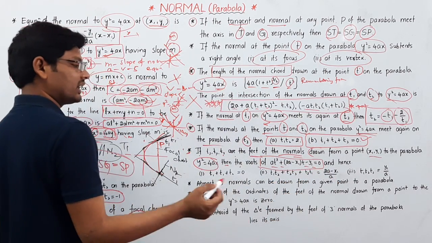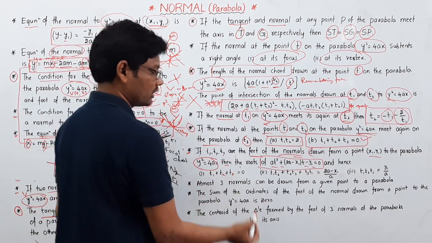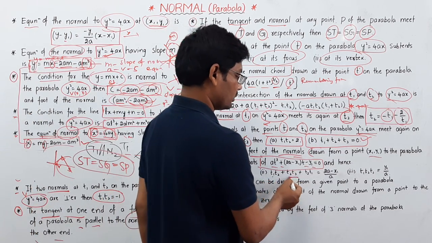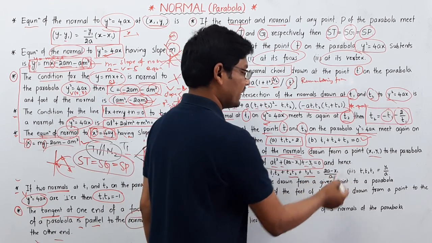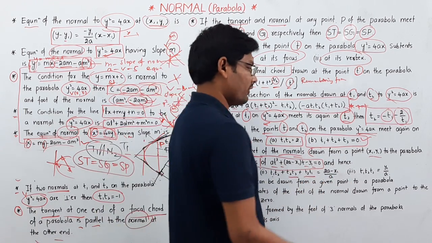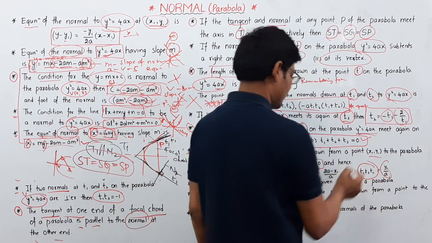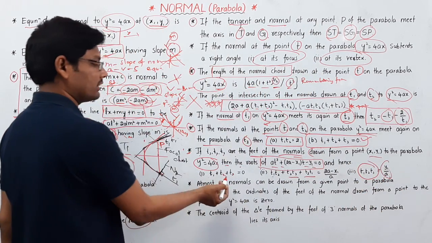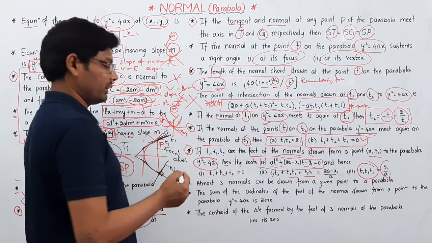Hence these are three conditions: t1 plus t2 plus t3 is equal to 0, and t1 t2 plus t2 t3 plus t3 t1 is equal to (2a minus x1) by a. The final one, t1 t2 t3, the product of the three t values, is y1 by a. Here the sum of the three values is 0. This is the important one for the feet of the perpendicular.